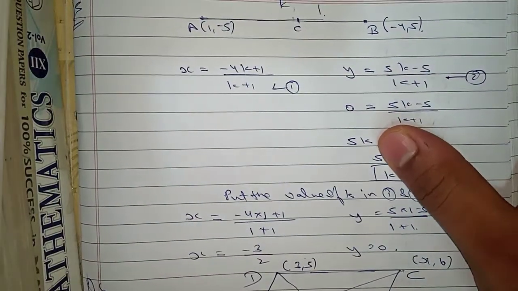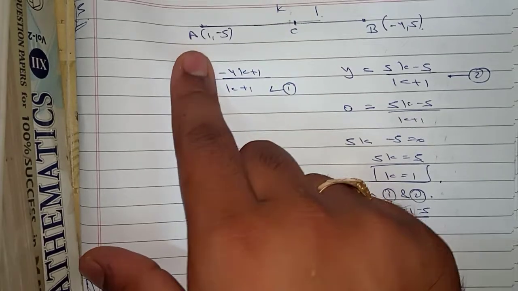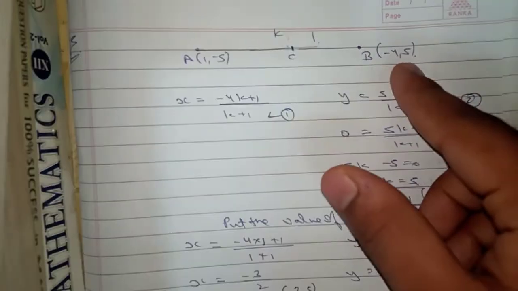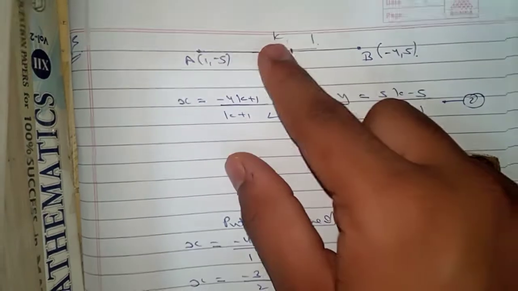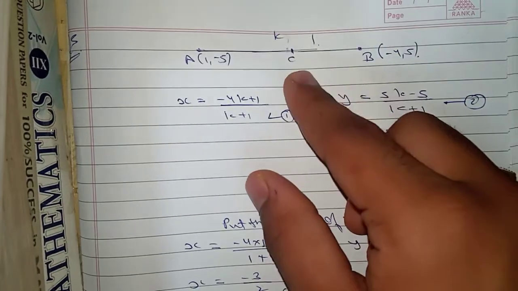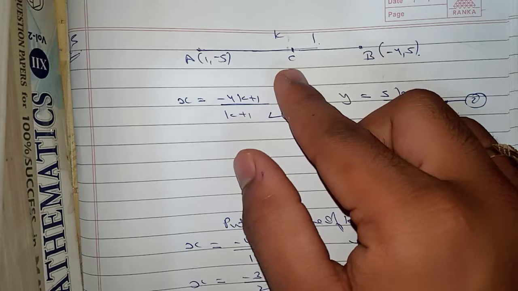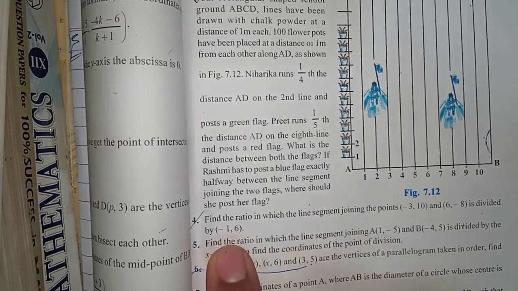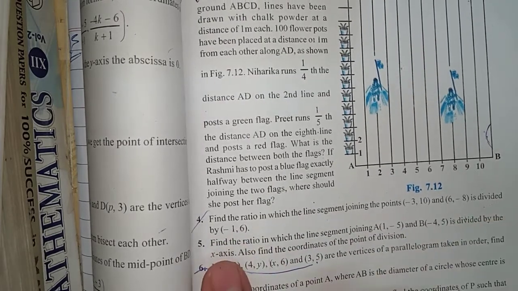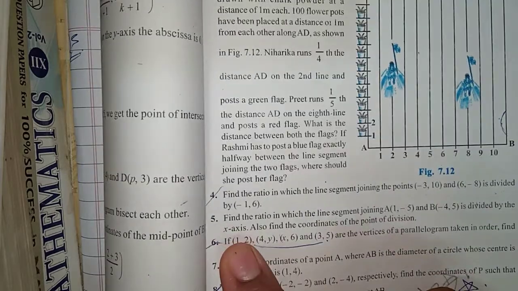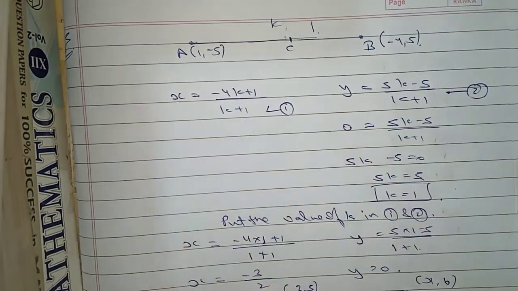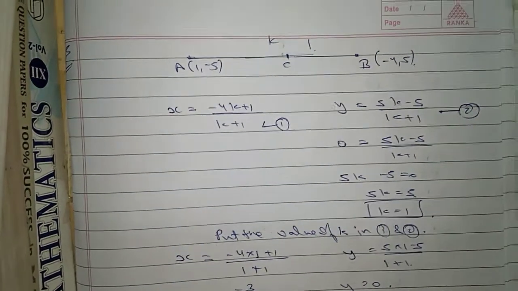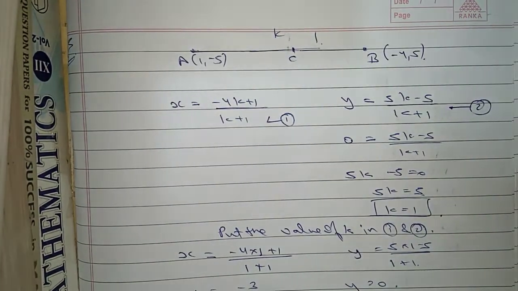Now look at that. A is one point, B is another point. A is what? (1, -5). B is (-4, 5). Then k:1. Again C. In the previous question C is there, if you see, the C point is given as (-1, 6). But in the next question he says nothing. He says only one more thing, x-axis. So look at that. What is the condition of the x-axis? The point y is 0. I think you all know. On the x-axis, the point y is 0.